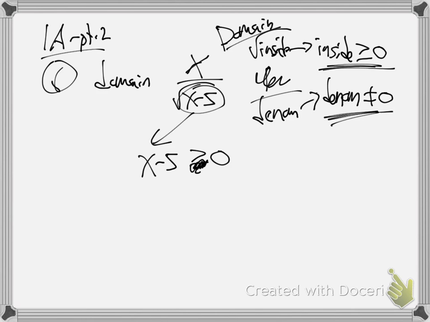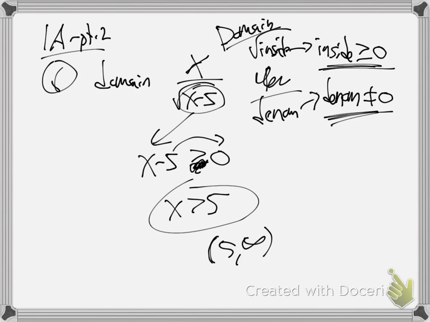So then solve, jump the 5 over, x is greater than 5, done. Or interval notation, 5 to infinity, parentheses. Same thing. Good? Questions on that? Remember domain: square roots, denominators. Let's squeeze out one more. You guys got that down? Can I flash off of it?